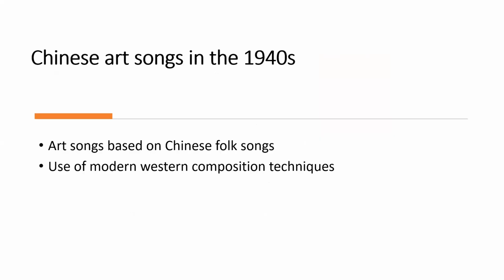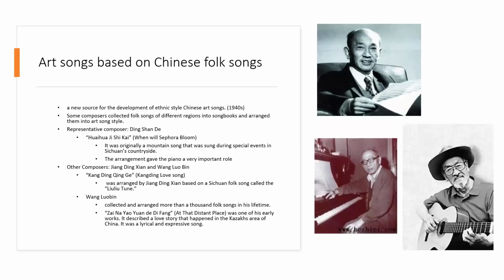Now we're going to introduce Chinese art songs in the 1940s. So in the 1940s, composers gave more attention to folk songs and considered them a new source for the development of ethnic style of Chinese art songs. Some composers collected folk songs from different regions of China into songbooks and arranged them into art song styles.